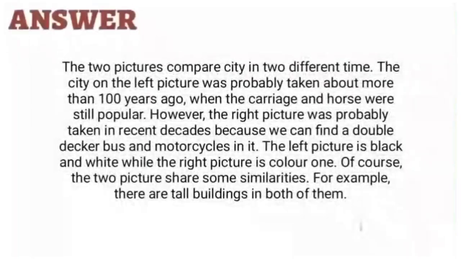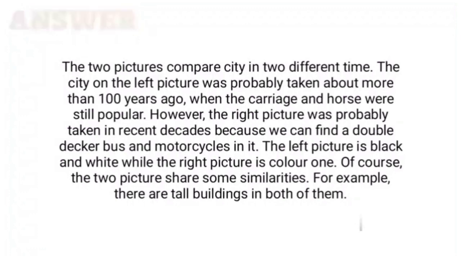The two pictures compare city in two different time. The city on the left picture was probably taken about more than 100 years ago, when the carriage and horse was still popular. However, the right picture was probably taken in recent decades because we can find a double-decker bus and motorcycles in it. The left picture is black and white while the right picture is color one.